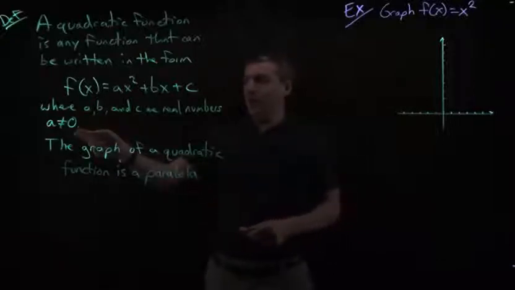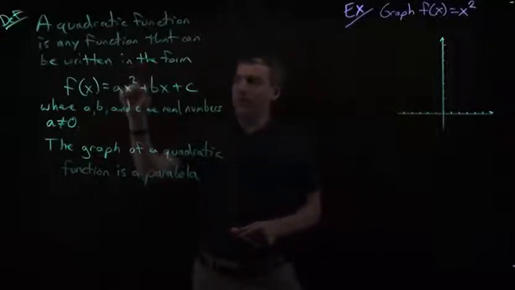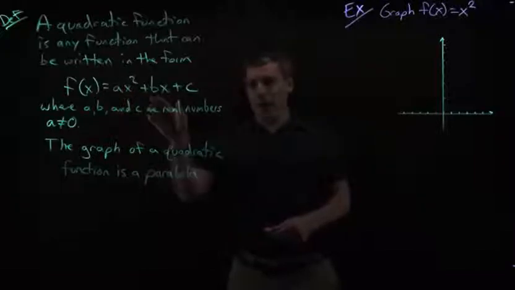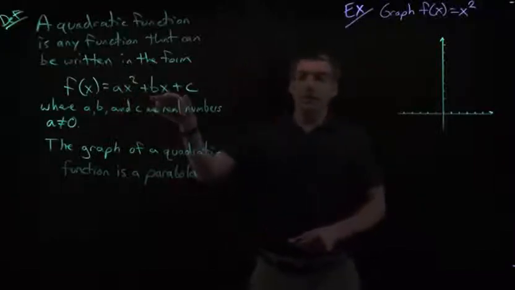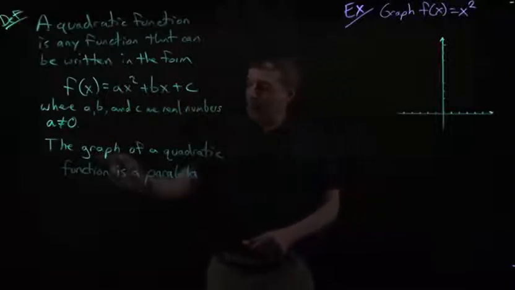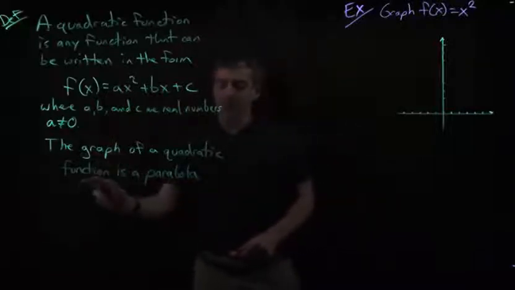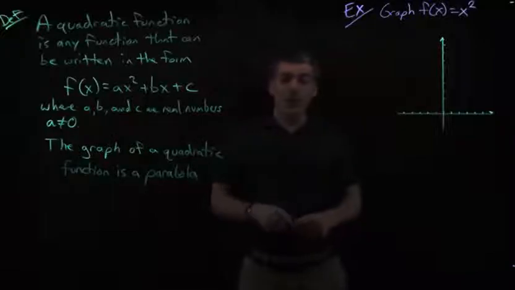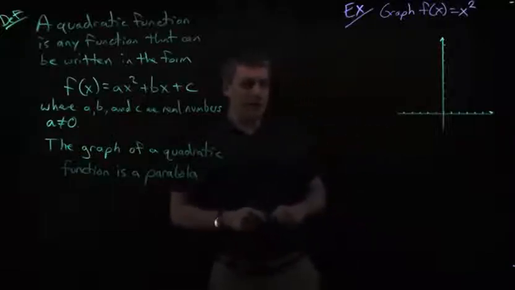Now, if a were 0, that would get rid of this term right here and leave us with a linear function, which we talked about in the last video. The graph of a quadratic function is a parabola. What does a parabola look like? We'll see it in this example.